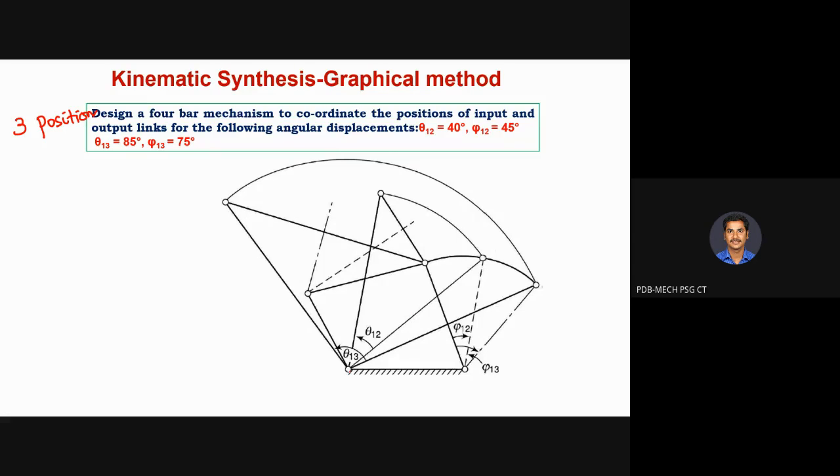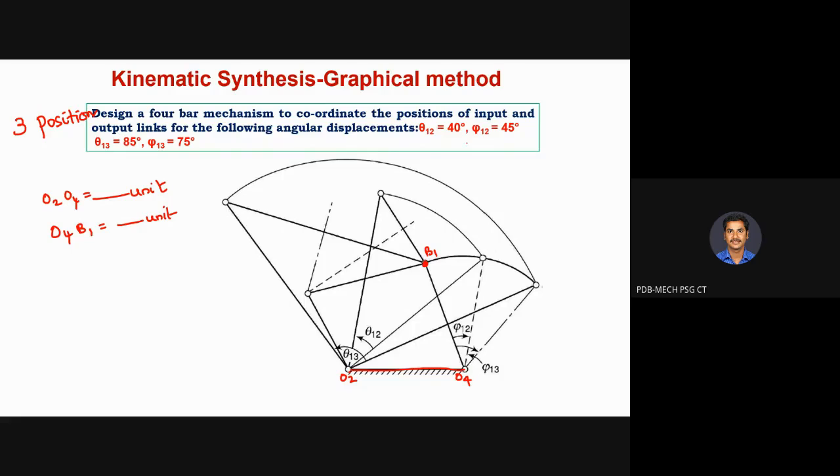So the initial step is O2 O4. This is my frame. As usual, I'm going to assume some dimensions for O2 O4. And similarly for the rocker, that is O4 B1, I'm also going to assume some dimension. So where is my B1? Here is my B1.